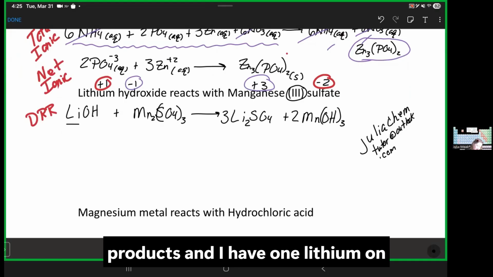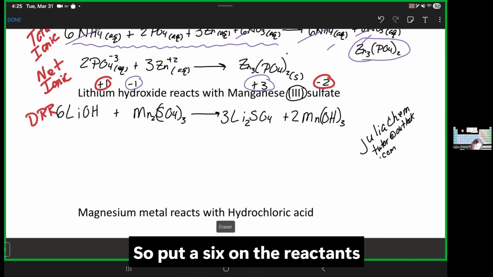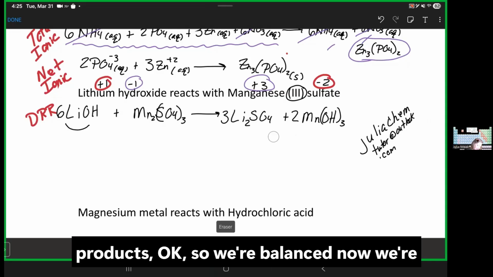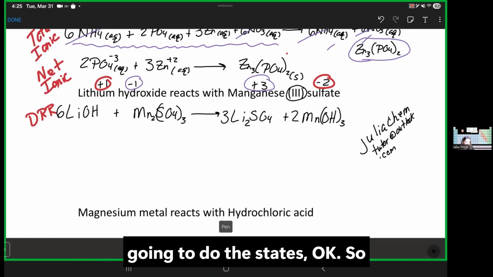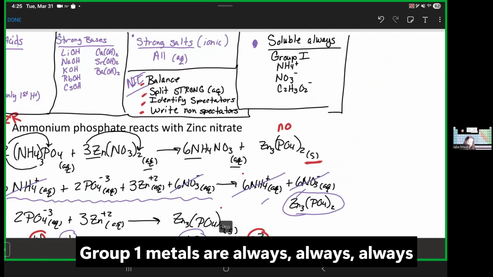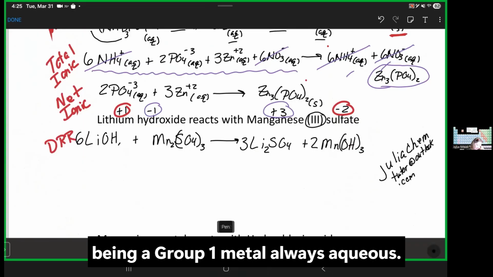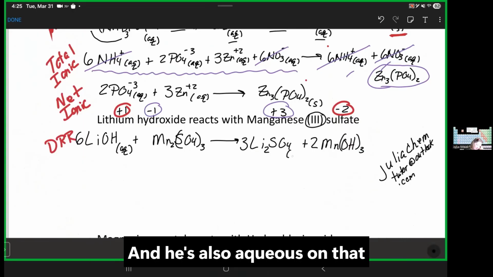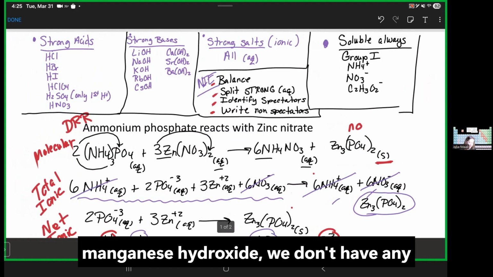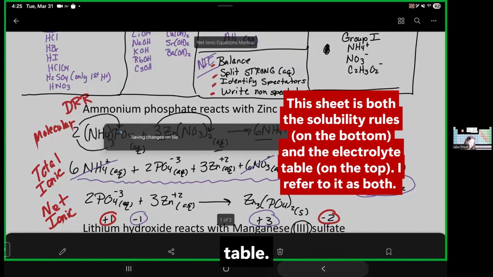I have 1 lithium on the reactants and 6 on the products, so I'll put a 6 on the reactants. And I have 6 hydroxides on the reactants and 6 hydroxides on the products. So we're balanced. Now we're going to do the states. The one thing we know is that group 1 metals are always soluble no matter what. So lithium, being a group 1 metal, is always aqueous, and it's aqueous on that side. For the manganese sulfate and manganese hydroxide, we don't have any absolutes, so I'm going to pop over to the electrolyte table.